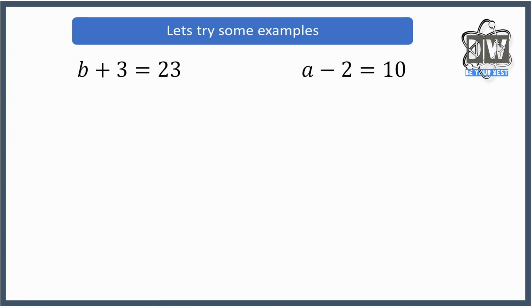Okay, so on the first one, what's the opposite of plus? It's minus. So I'm going to minus 3 from this side and minus 3 from this side, and I'm going to end up with b equals 20. All right? Now, minus it from both sides to keep it balanced.